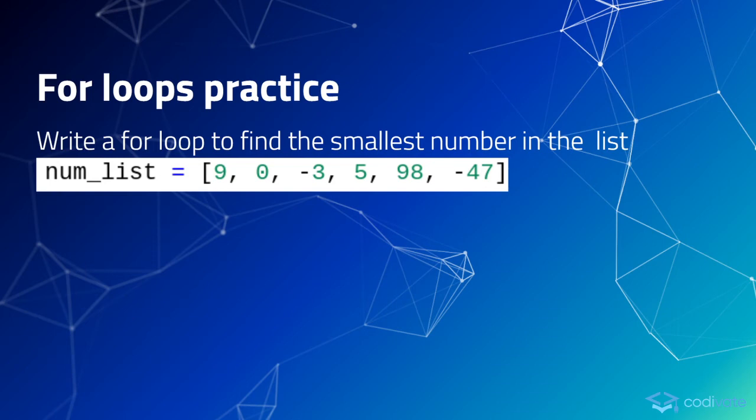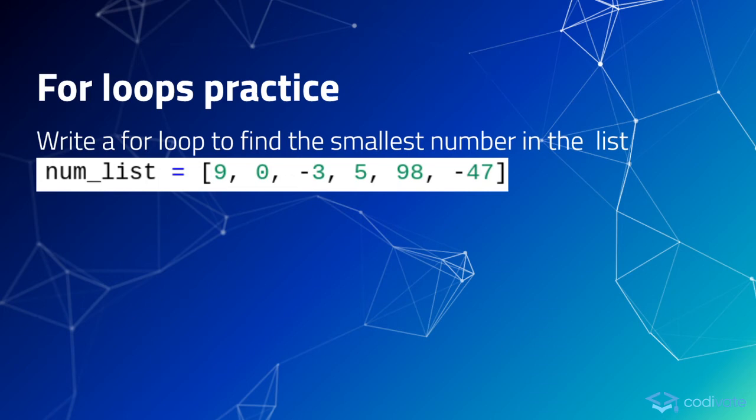Then we would look at 0. Well, since 0 is less than 9, that becomes our new minimum value. Go to the next item. Negative 3 is less than 0, so that is our new minimum. Next item, 5 is not less than negative 3, so negative 3 is still the minimum value. Same thing for the next one, 98 is not less than negative 3, so negative 3 is still the minimum.